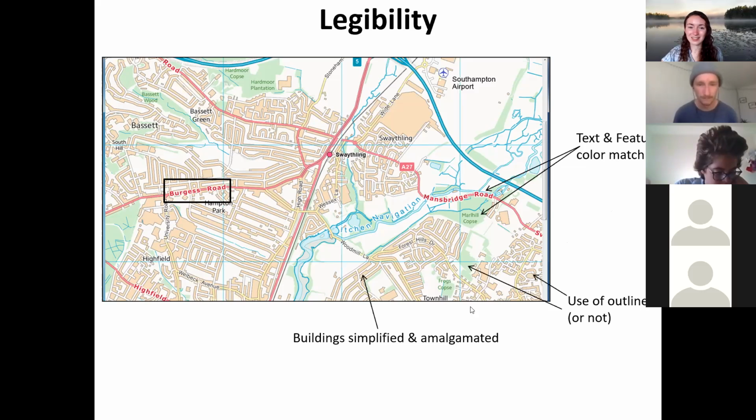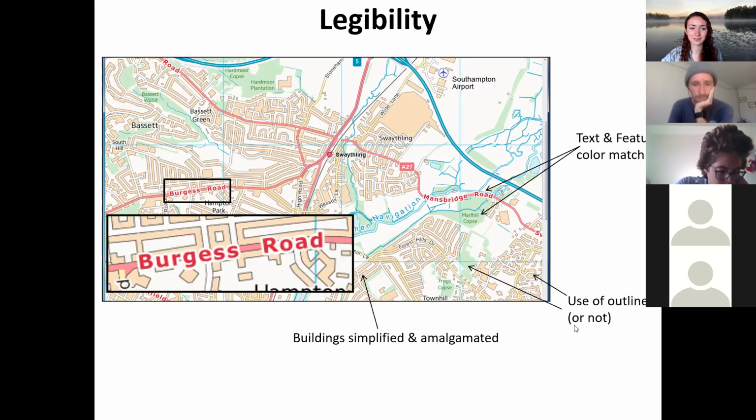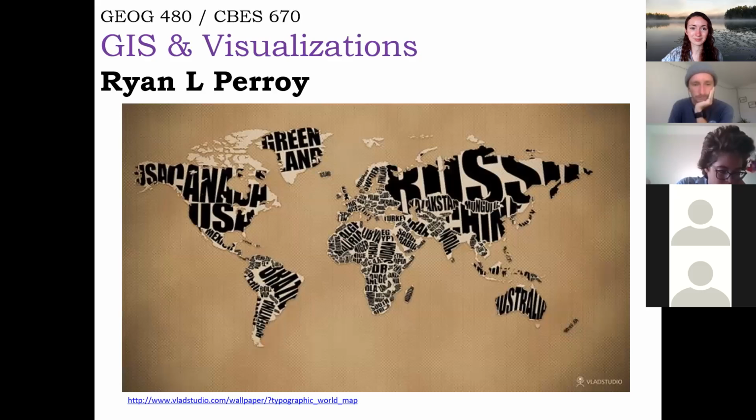But yeah, these are all things to think about. As you're looking at maps, maybe go on Google Maps and think about how that looks, what they do well, what they don't do well, and what you can incorporate into your own maps. So that is about it for today.